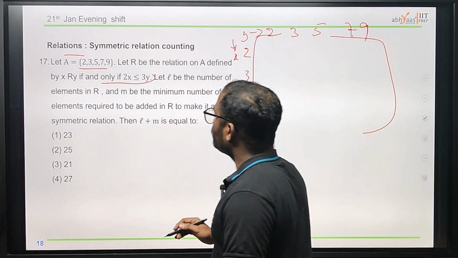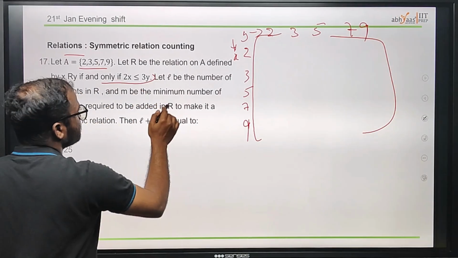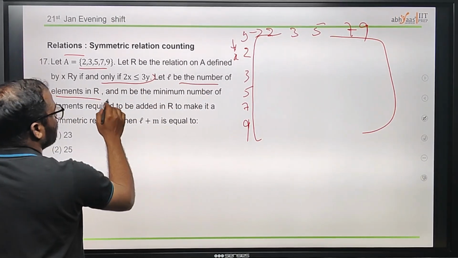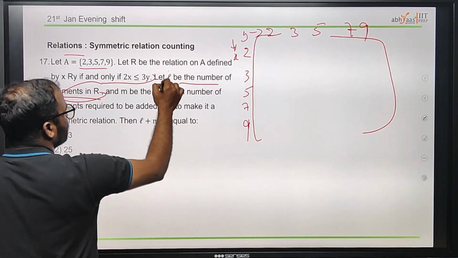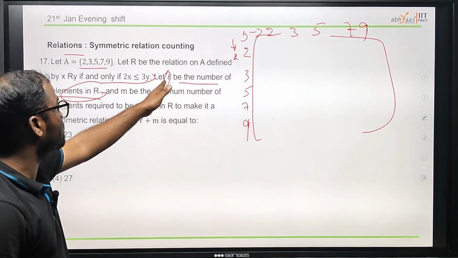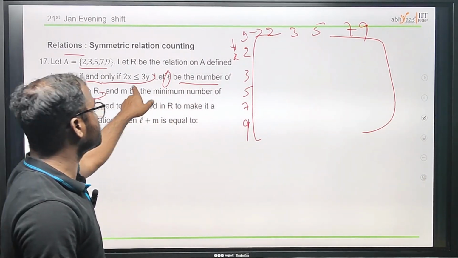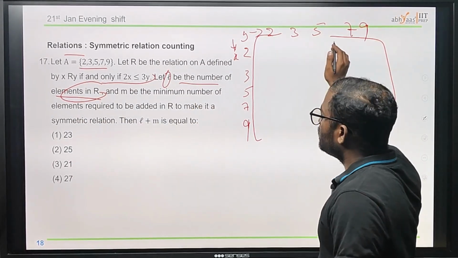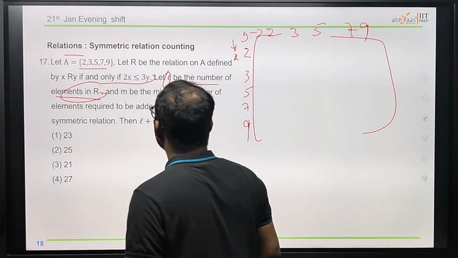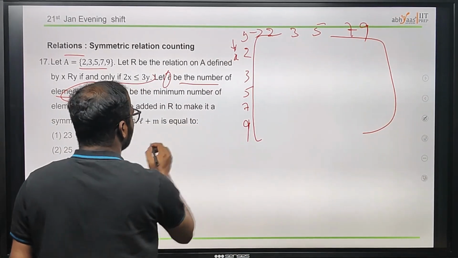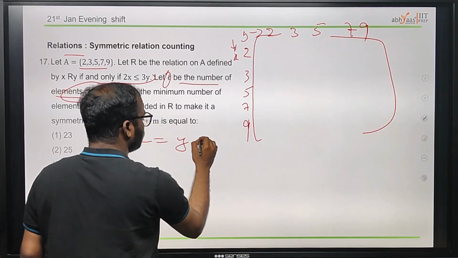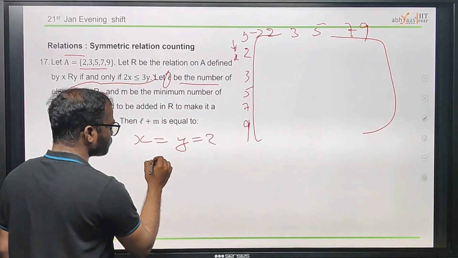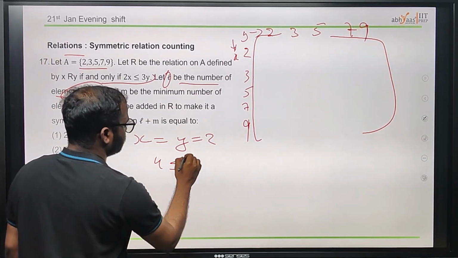Now we have to check this relation. They said the number of elements present in R, we need to find this, which is the number of elements present in this relation that satisfy this condition. For x equal to 2, y equal to 2, just substitute x equal to y equal to 2. Just see here, 4 is less than or equal to 3y.